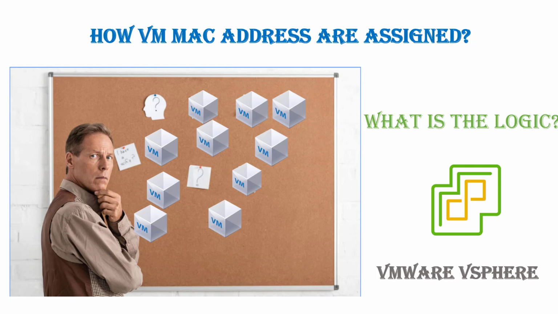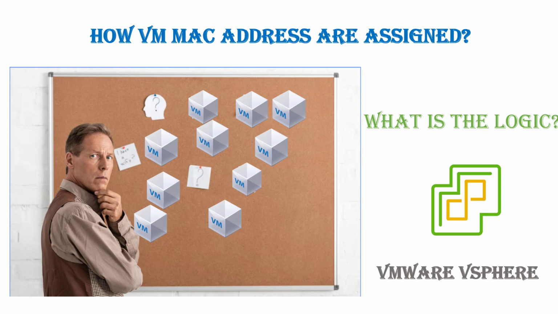How does the vCenter server assign a MAC address to the virtual machines in its inventory? When it is created, or when we clone the virtual machine, or when we deploy it from an OVA template or something like that, right? There are many ways of virtual machine deployment. So how are the MAC addresses assigned? It's a simple logic. I will explain it in detail with a real-time example. Please do watch this video till the end so that you will understand the exact process.